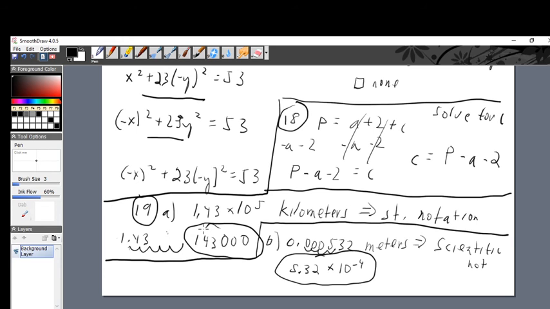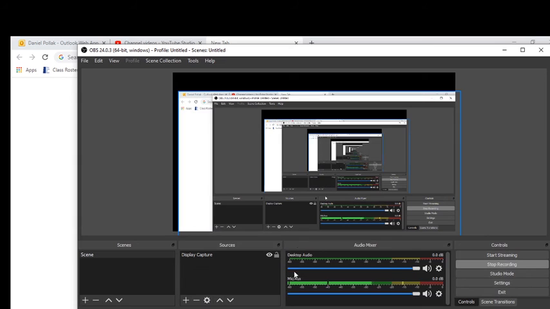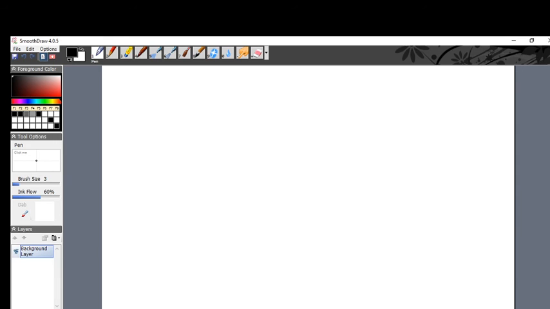Last problem, number 20. Get a new sheet of paper. Come down here, sheet of paper, and let's do number 20. Okay, number 20. What is it? Rationalize the denominator. We've had this before. Rationalize the denominator. Okay, what's the given?